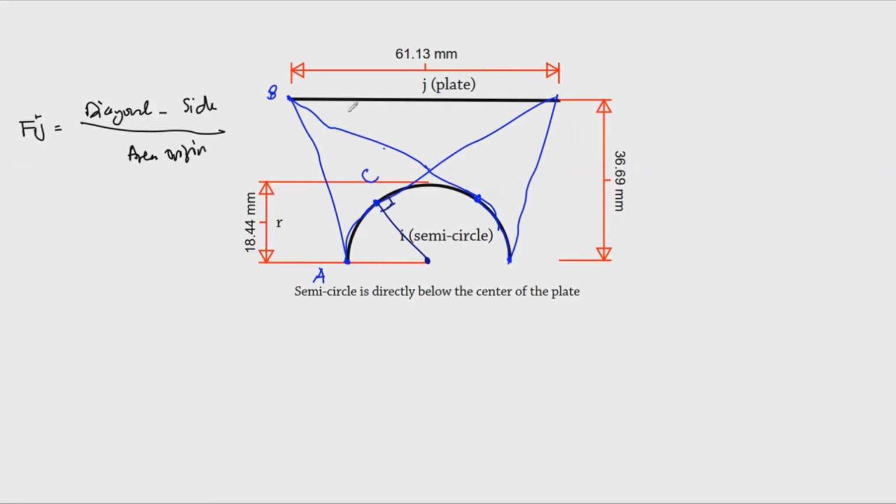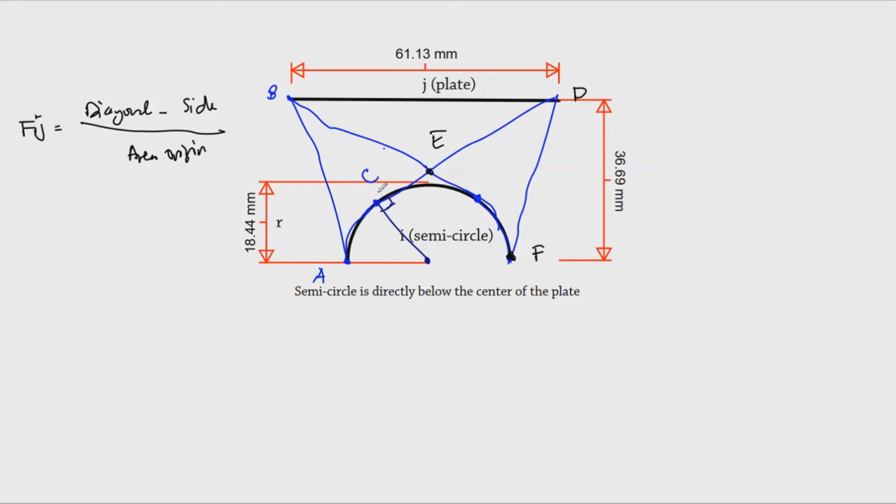Now, the only difficult thing to find here is the distance from B. Let's name this point D, this point E, and then a point here that's F. So the only difficult part here is finding the distance between D going through C.